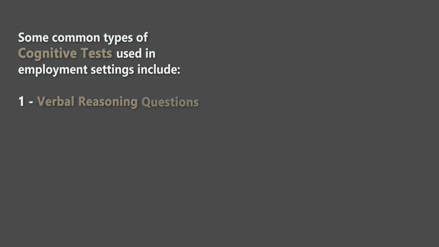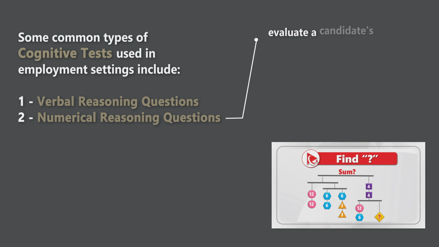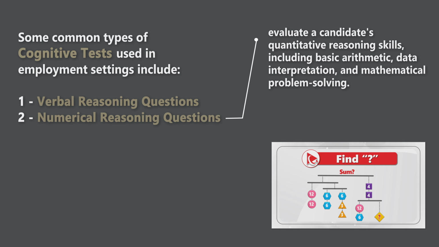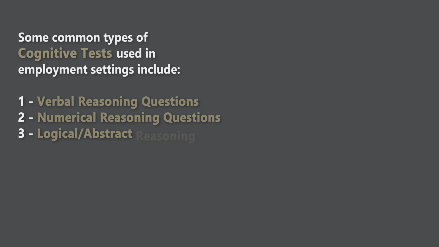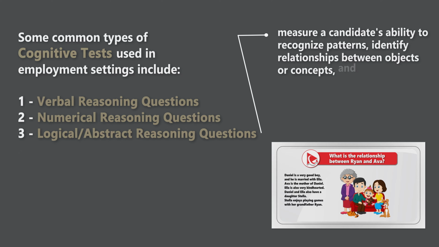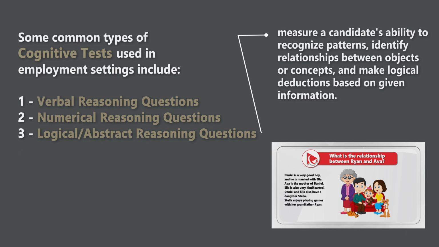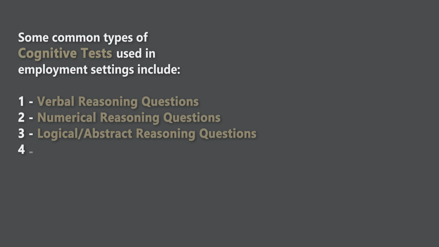Another type is numerical reasoning questions, which evaluate a candidate's quantitative reasoning skills, including basic arithmetic, data interpretation, and mathematical problem solving. Another important area is logical and abstract reasoning questions, which measure candidates' ability to recognize patterns, identify relationships between objects and concepts, and make logical deductions based on the given information.